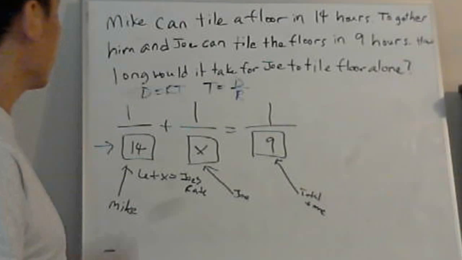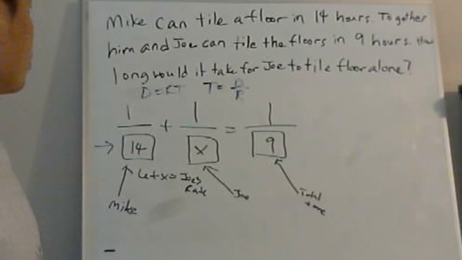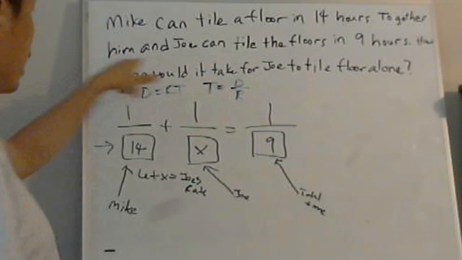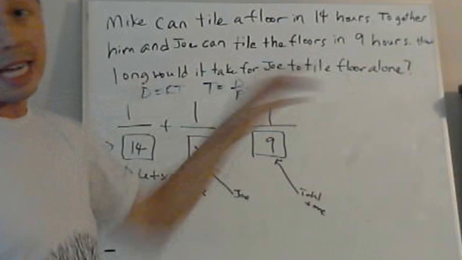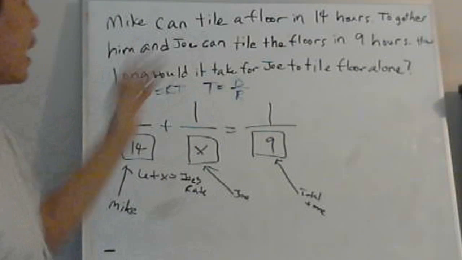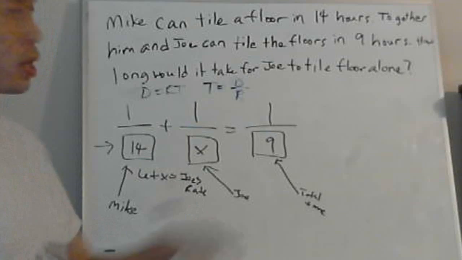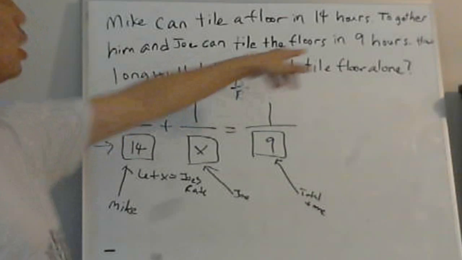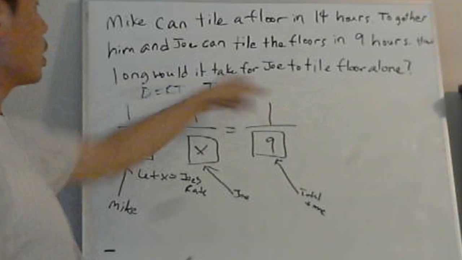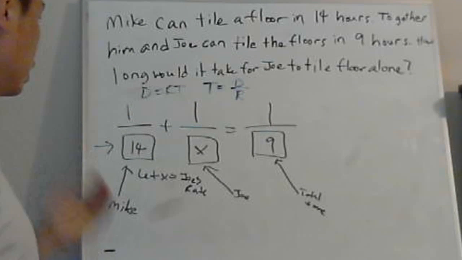Okay, so let's do this one example. Mike can tile a floor in 14 hours, and together, him and Joe can tile the floor in 9 hours. So they're working together. Mike can tile the floor by himself in 14 hours. If they do it together, him and Joe, they do it in 9 hours. So how long would it take Joe if he tiled it alone?